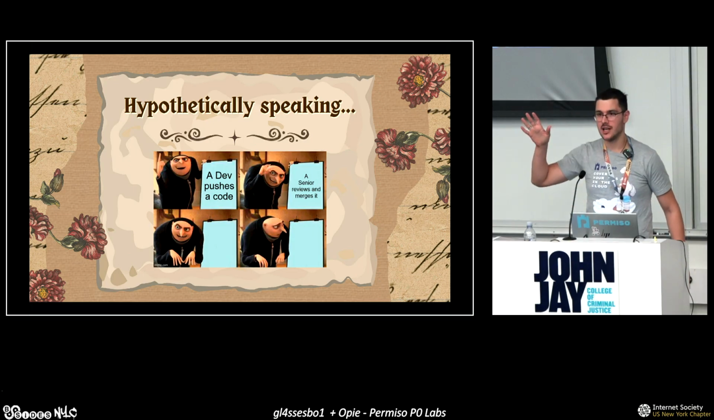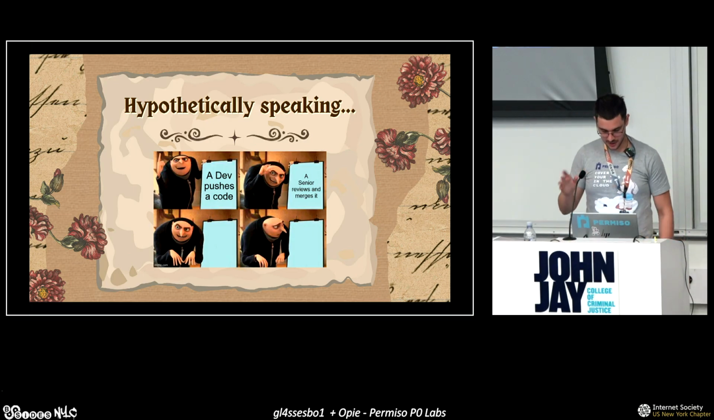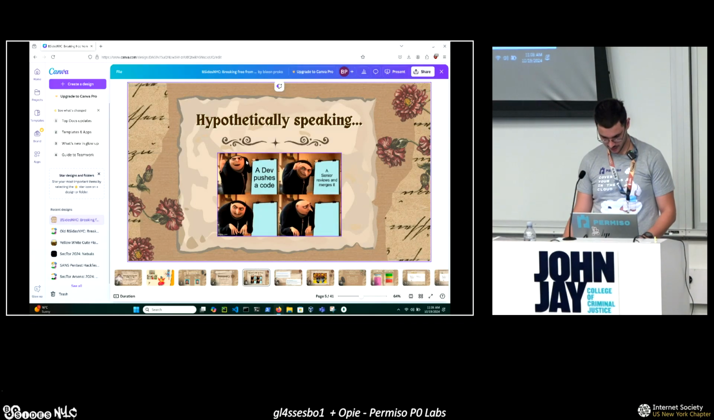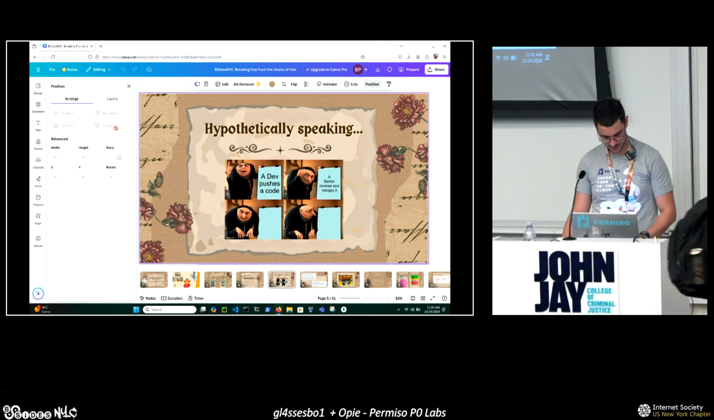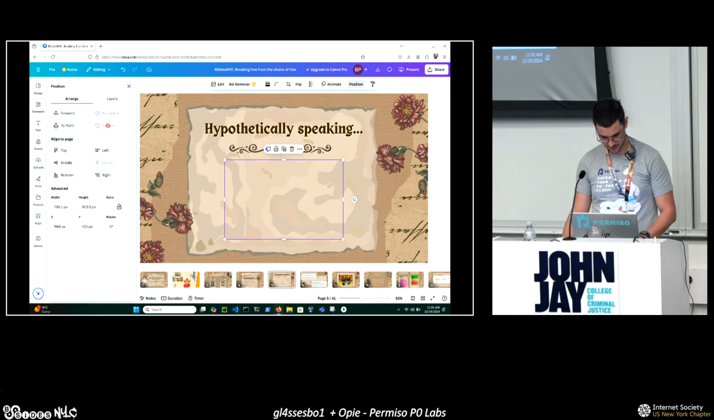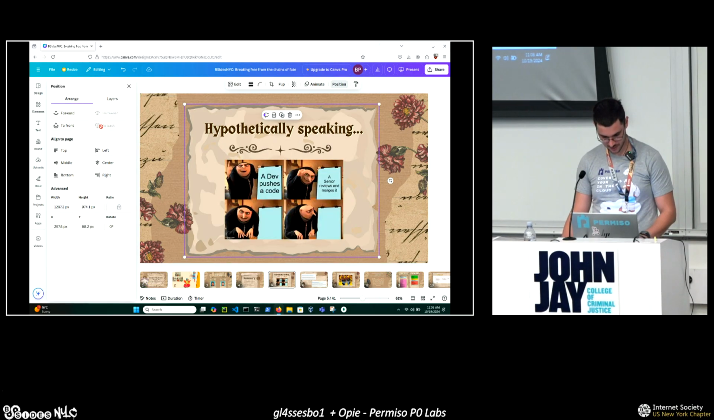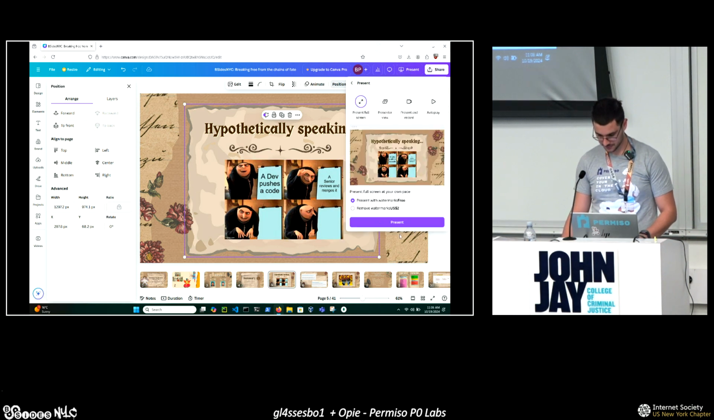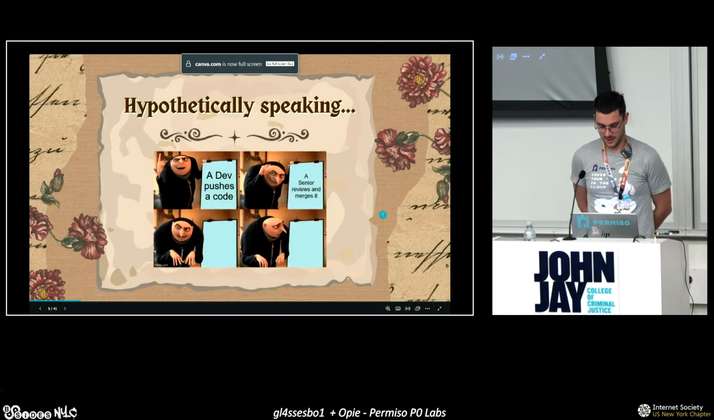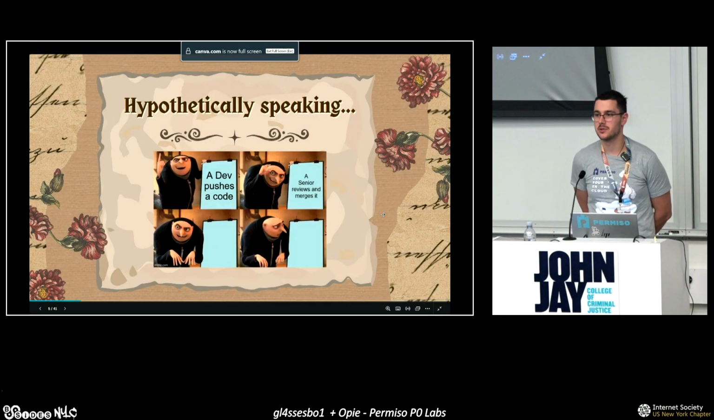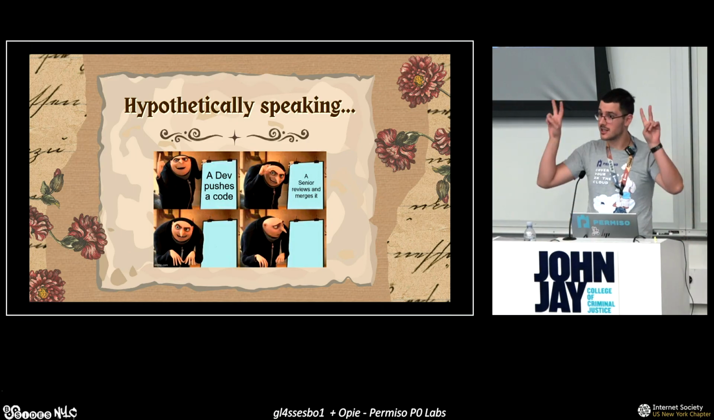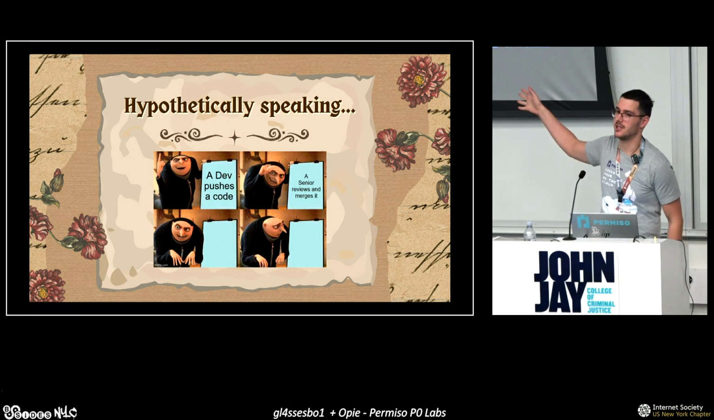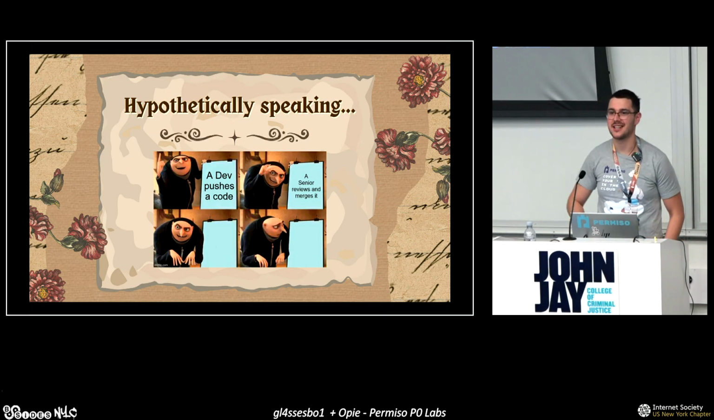So, hypothetically speaking, let's presume that a dev pushes a code, and why the hell is this way? Nah, this was supposed to have something else here, but anyway. This was supposed to have a blue screen of dev there, sorry. So, let's say that a dev pushes a code, a senior as always reviews it, and then blue screen of death. That's another company. I'm just joking.